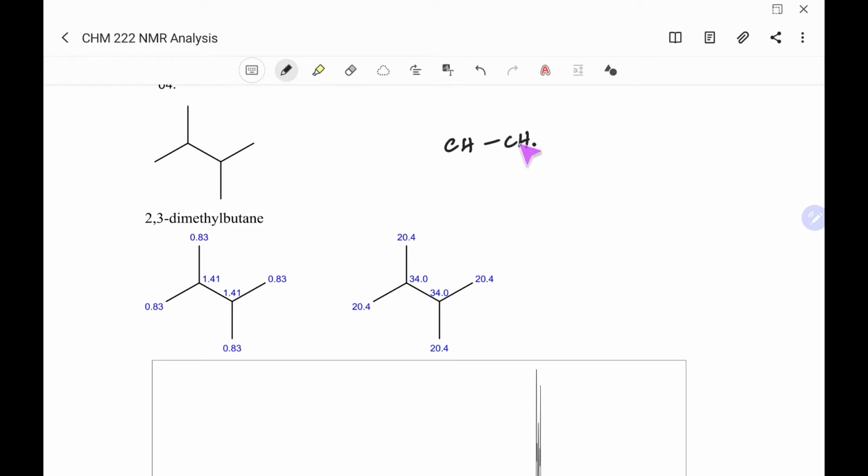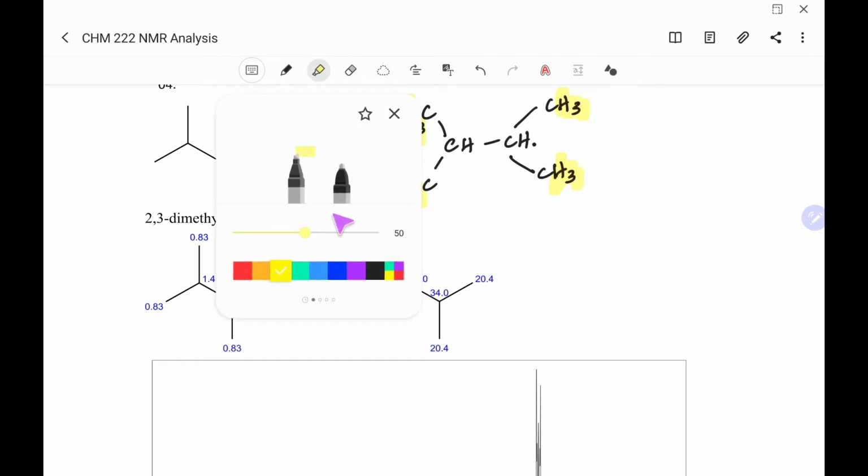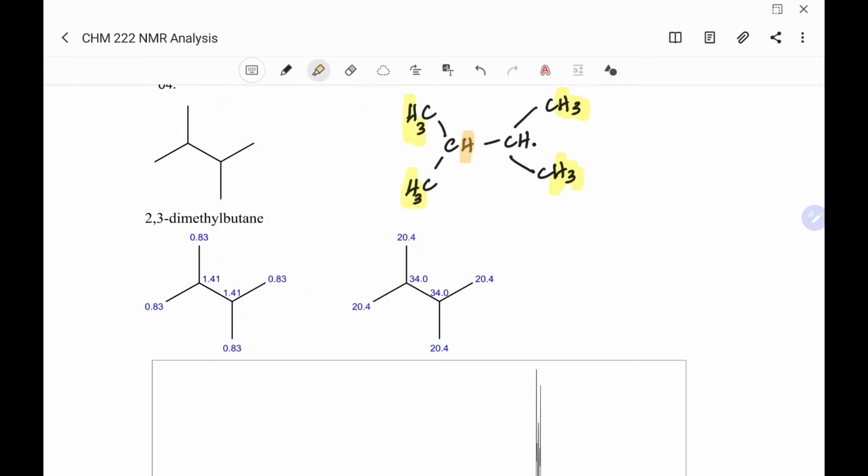Let's draw it anyway. CH3, CH3, CH3, and CH3. This is your condensed structure. And then let's look at the chemically different hydrogens. Those are chemically equivalent, and then the other hydrogen will be the middle hydrogen. So these two are chemically equivalent. These two are chemically equivalent. So those are your hydrogens. So you are expecting two different peaks.